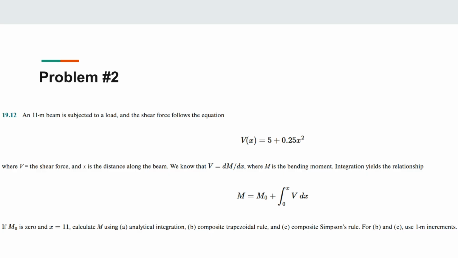For problem number 2, it's pretty similar to problem number 1. We had a beam with a load on it, and we have the shear force equation here, 5 plus 0.25 x squared, and then V is the shear force and x is the distance along the beam. And we know, again from the last problem, that the shear force is the derivative of the moment, where the moment is the bending moment. And so that is the equation here to determine what the moment is. And so we are going to analytically integrate and then also use the composite trapezoidal and Simpson's rules to see how close the estimates are.